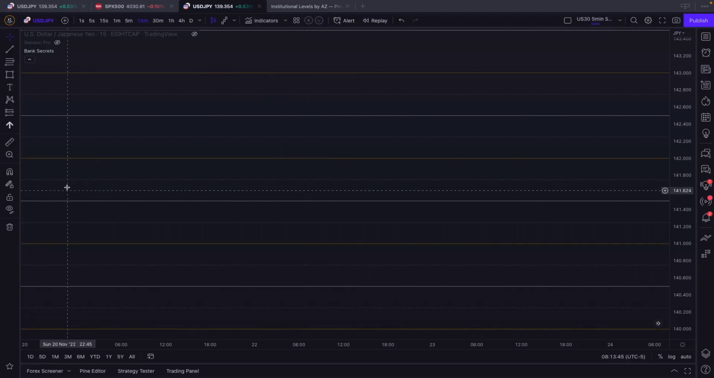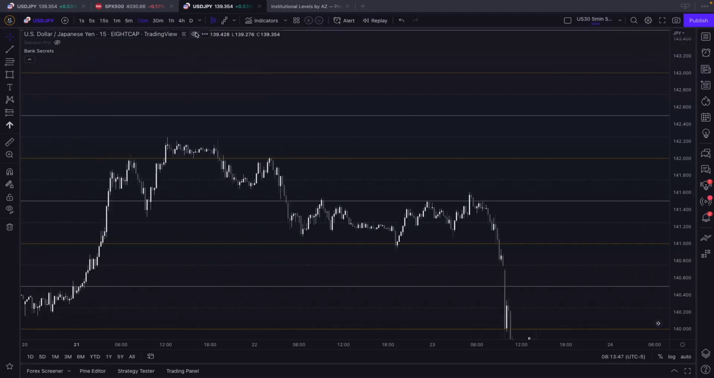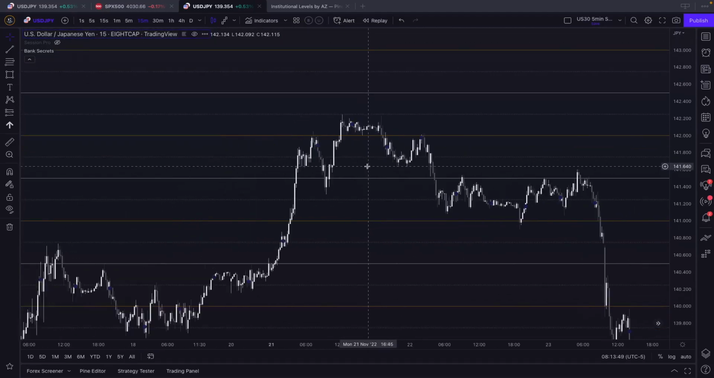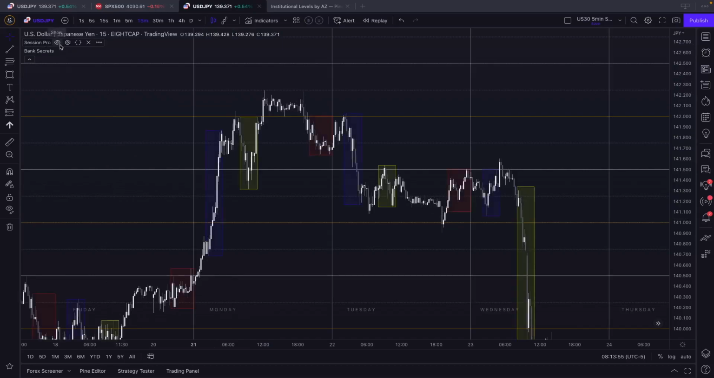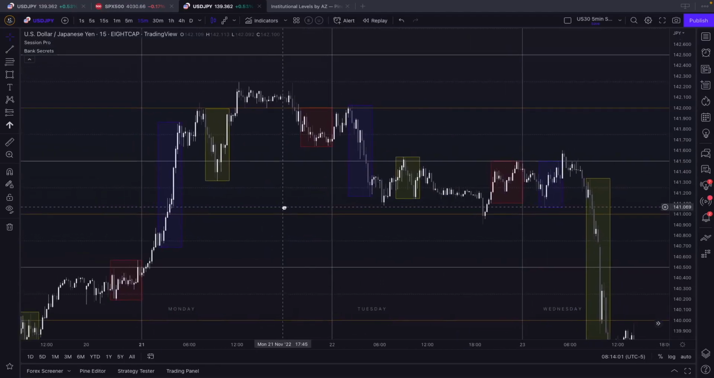Let's continue. So let's actually turn our price chart back on. And what do we see here? This formed on the 21st of November. So if we were to turn on the Session Pro, we now have time and price in one relation. So let's look at this Monday.